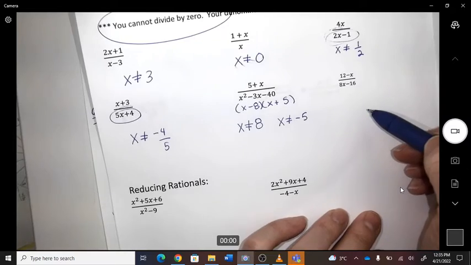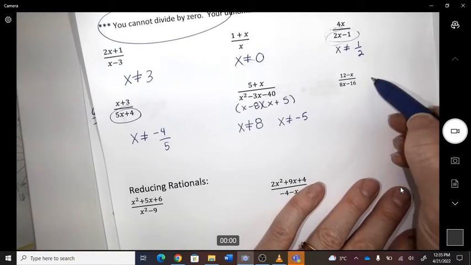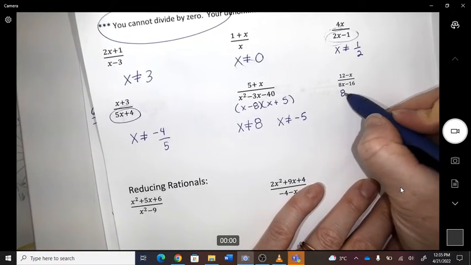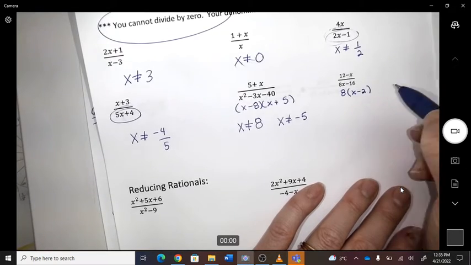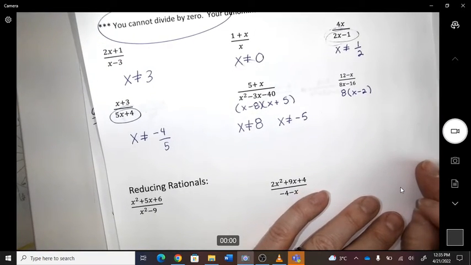Okay, so this you can do in 2 different ways. You can do opposite divide, or you can GCF an 8 out.